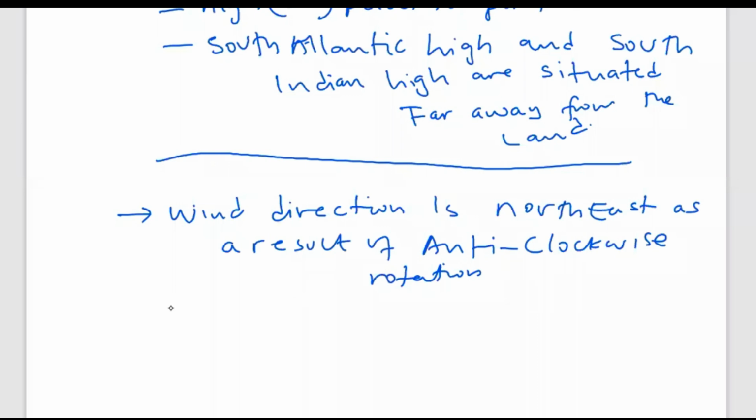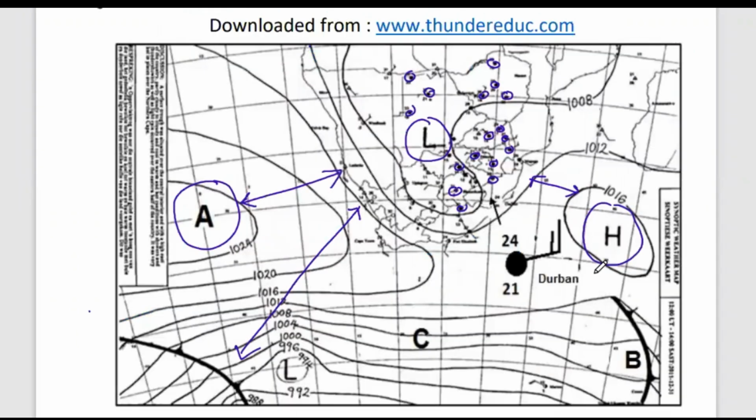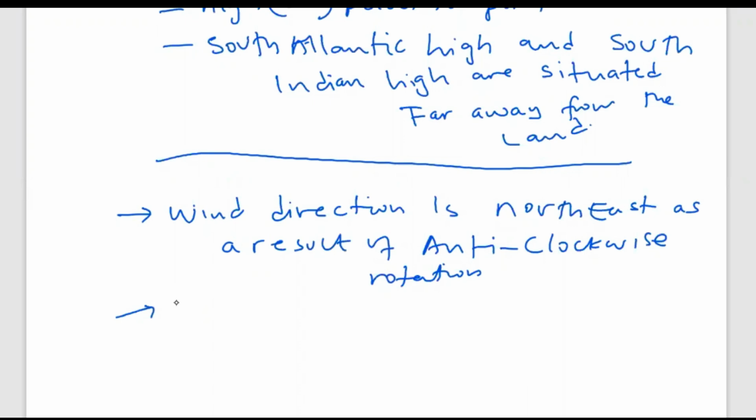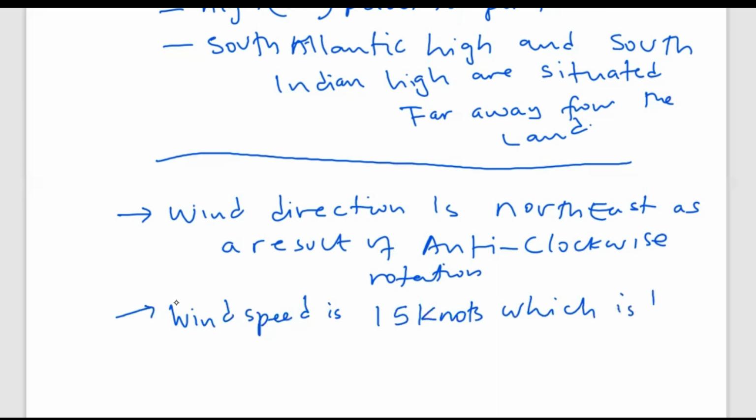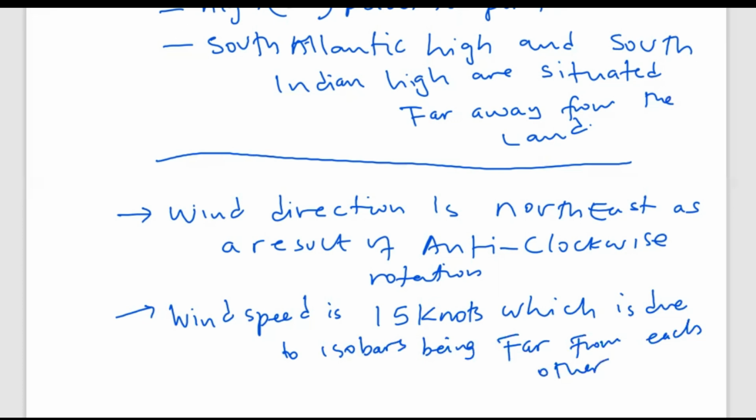Okay. Then another one. Let's go back to the station model. Look at the wind speed is just 15 knots. Say 15 knots. So you could say wind speed is 15 knots, which is due to isobars being far from each other. Isobars being far from each other.